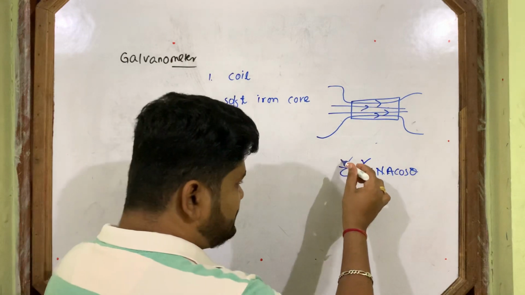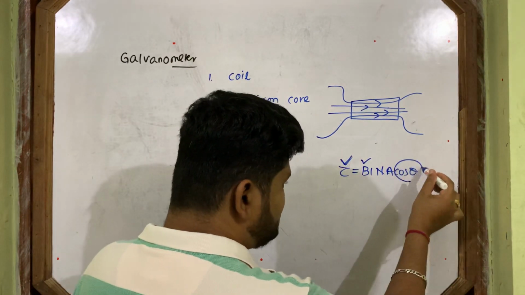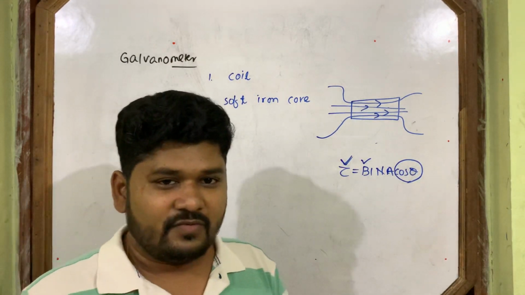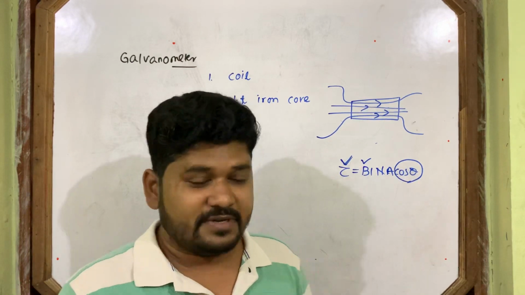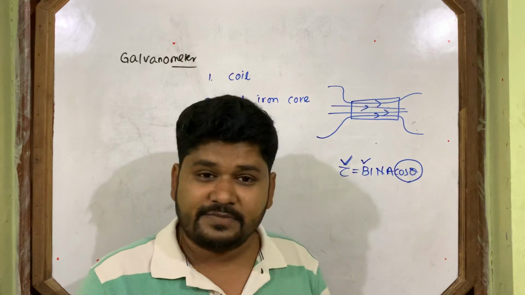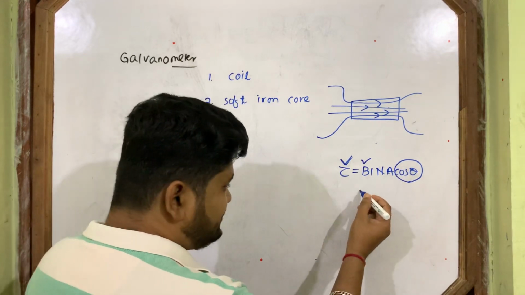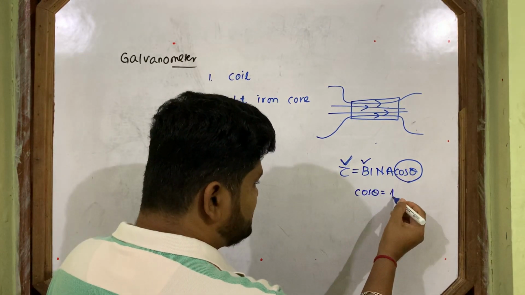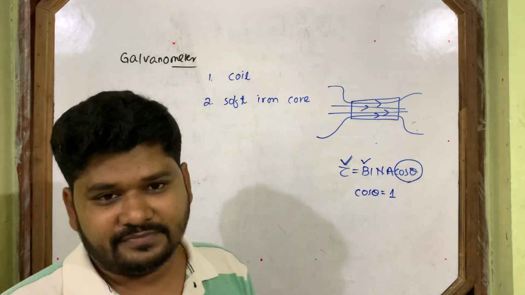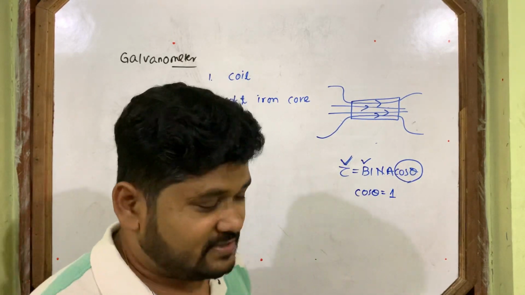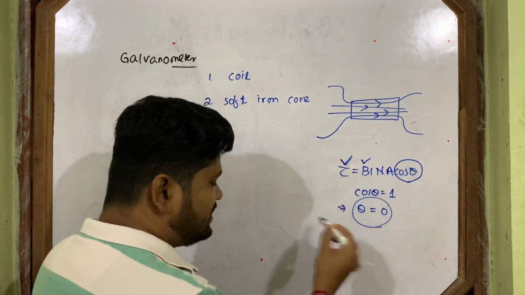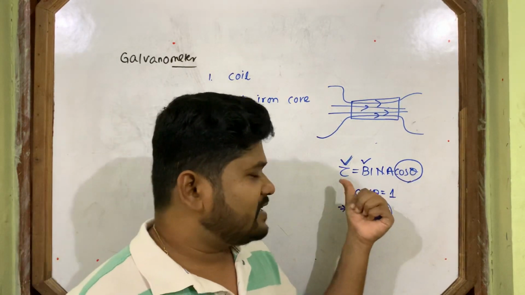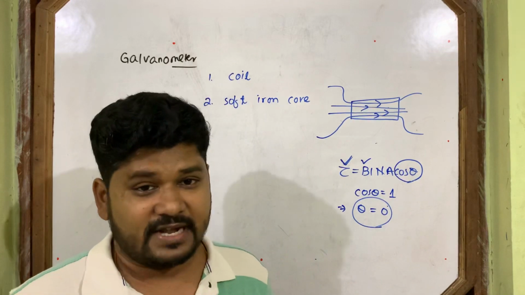To get maximum torque, what happens to this cos theta? For which value of cos theta will this torque be maximum? If cos theta is maximum, torque will be maximum. The maximum value of cos theta is 1. If cos theta is 1, then what is the value of theta? Theta is 0. So for theta 0, torque is maximum.